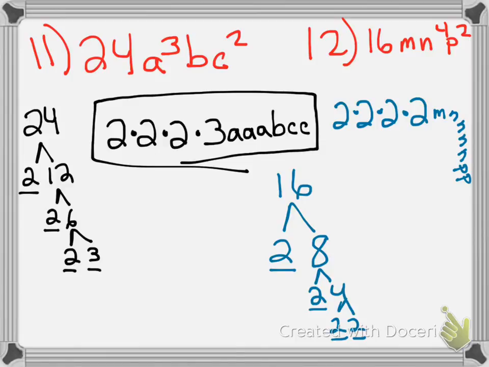Again, you can go back and double check. 2 times 2 is 4, times 2 is 8, times 2 is 16. You have 1 m, you have 4 n's, you have 2 p's. The rest of this worksheet you should be able to handle on your own. You have the rest of class to work on it. If you finished it, put it in the bin. If not, take it with you and finish it tonight for homework.